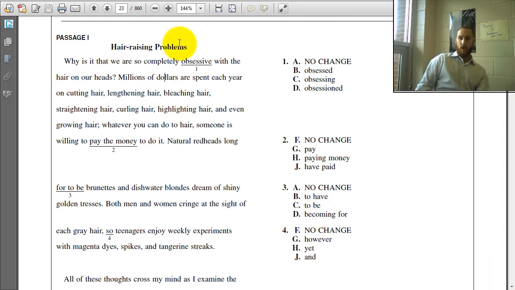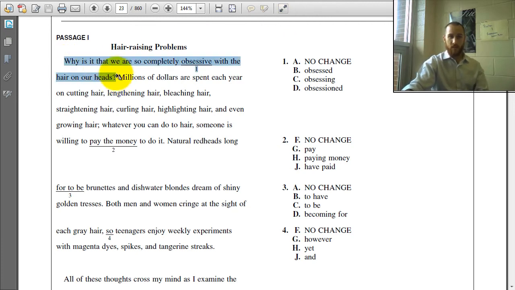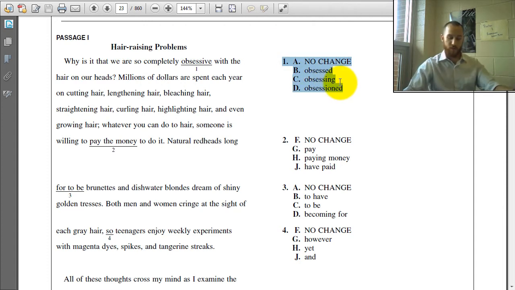So let's roll through real quick, okay? Hair Raising Problems. Why is it that we are so completely obsessive with the hair on our heads? So once again, why is it that we are so completely obsessive with the hair on our heads? So look over here, we're going to try to identify which one we feel is correct.